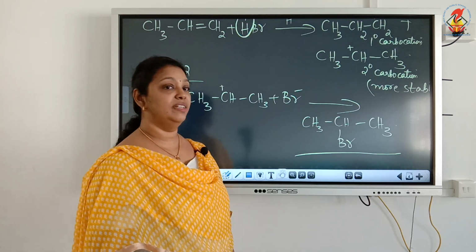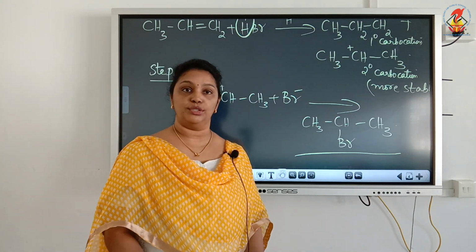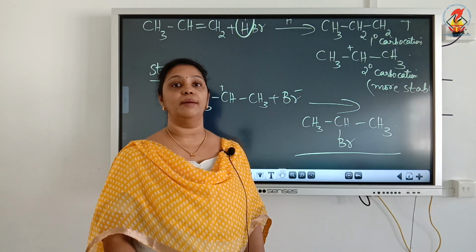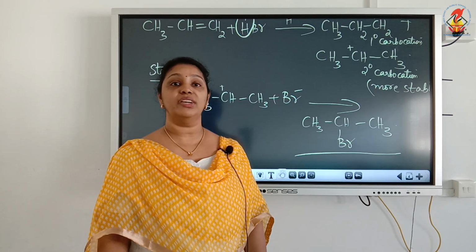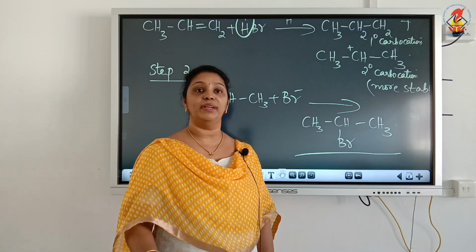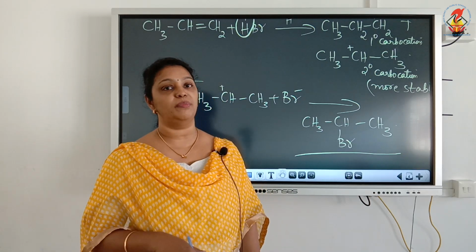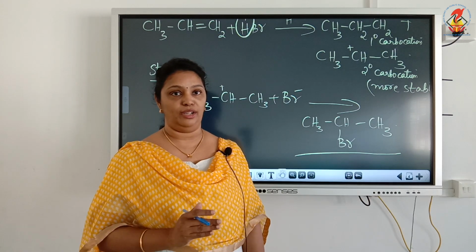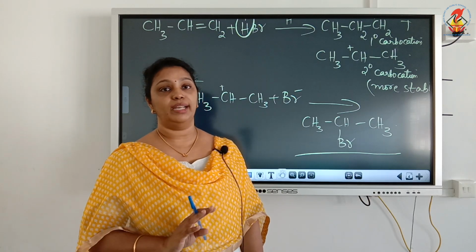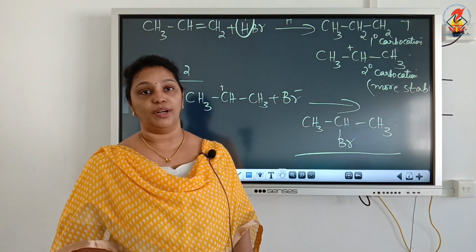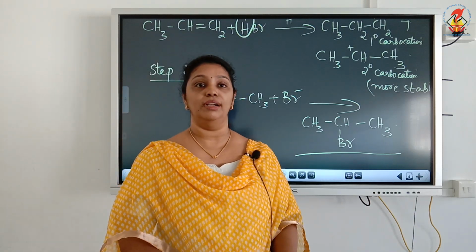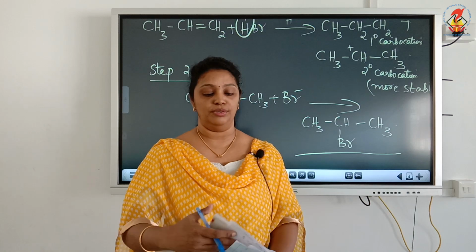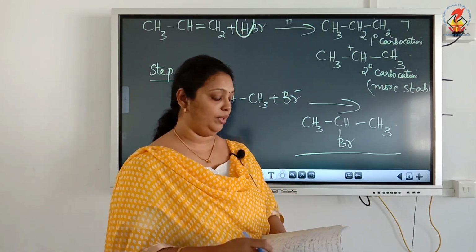That is, the first step is the attack of electrophile H+ on the double bonded carbon to form primary and secondary carbocation, and the secondary carbocation being more stable is formed at a faster rate. The second step is attack of bromide ion on the secondary carbocation to give the final product. Now, next we have something called Anti-Markovnikov's rule. So, we are going to discuss Anti-Markovnikov's rule.